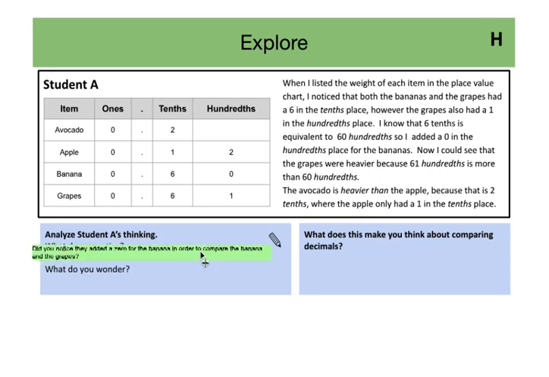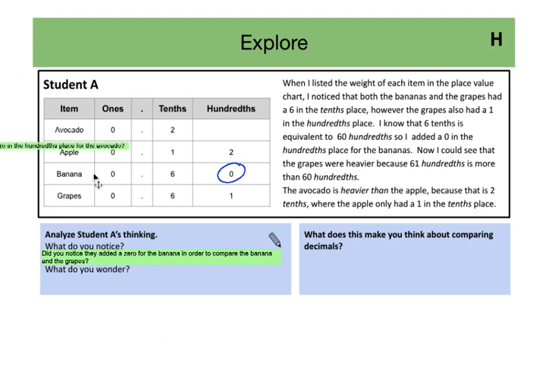So what did you notice? Did you notice they added a 0 for the banana in order to compare the banana and the grapes? So they added this 0 here. This wasn't here. What do you wonder? Did you wonder why they didn't add a 0 in the hundredths place for the avocado? Right? We could say it as 2/10, but we can also say it as 20/100.